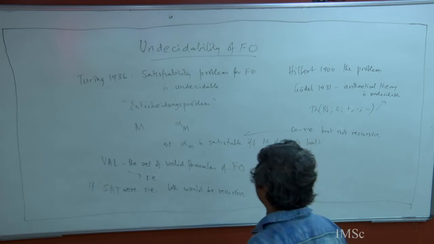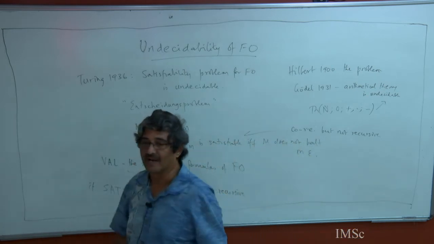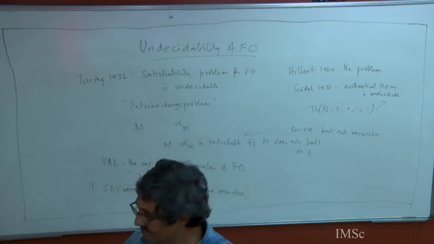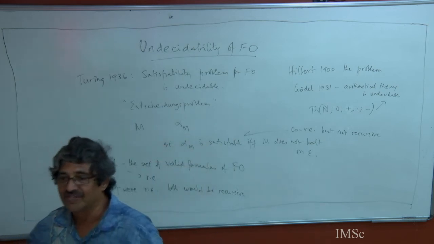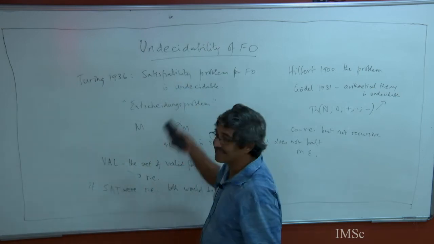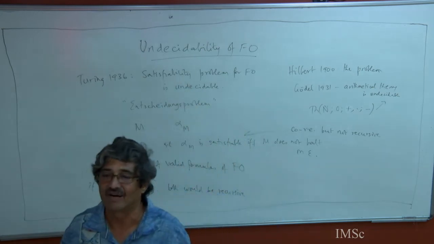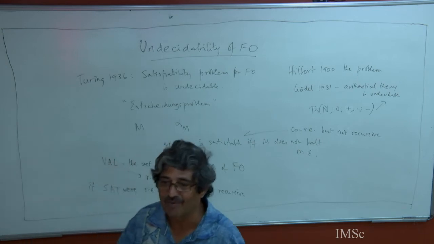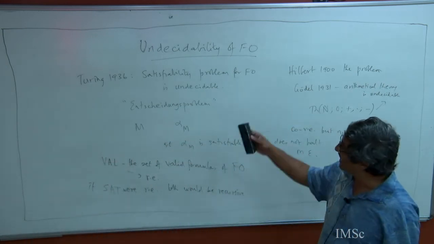Yeah. Satisfiability is co-RE. Validity is RE. This is the thing. Anyway, right now we are mainly interested in saying that it's undecidable, meaning it's not recursive. There is no effective procedure. That's all that I'm going to do. There is a lot more to this, and maybe we can take it up later.